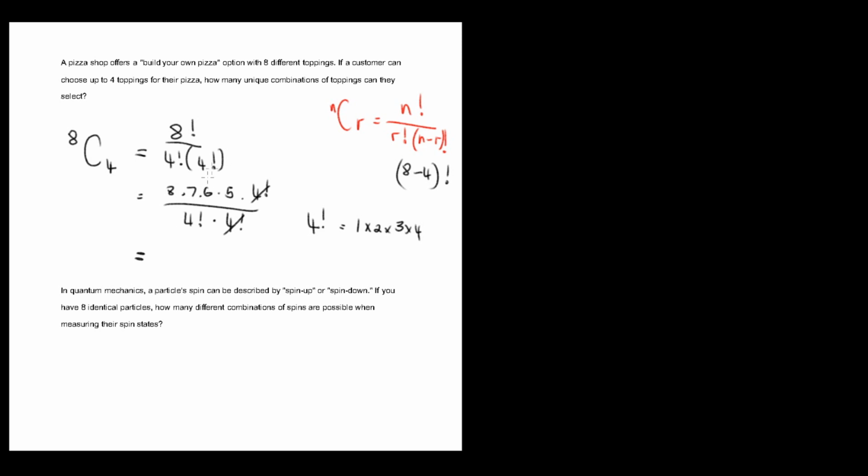Okay, let's go solve this one. I'm going to type on my calculator 8 times 7 times 6 times 5. That gives me 1,680. I can divide this by 4 factorial, which is 1 times 2, that's 2, times 3, that's 6, times 4 is 24. When I divide this, I should never get a decimal in these types of questions. So my final answer would be 70. So there's 70 possible combinations.